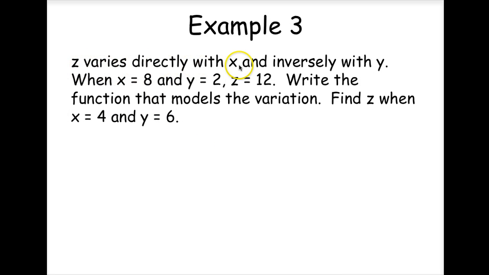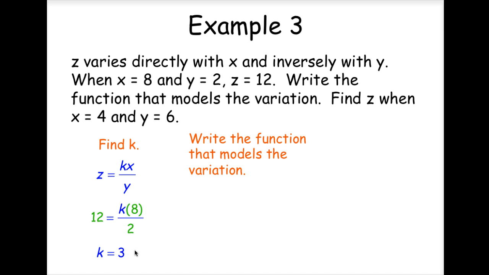Suppose z varies directly with x and inversely with y. When x is equal to 8 and y is equal to 2, then z is equal to 12. So write the function that models the variation and find z when x is 4 and y is 6. So first of all, we need to find k. We know z is 12 when x is 8 and y is 2. Multiply both sides by 2, then divide both sides by 8. We get k is equal to 3.